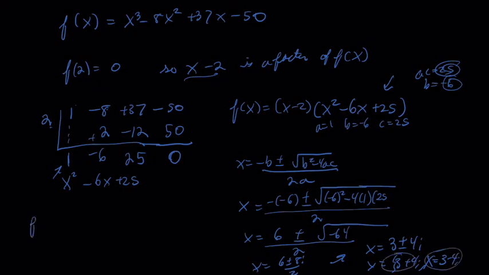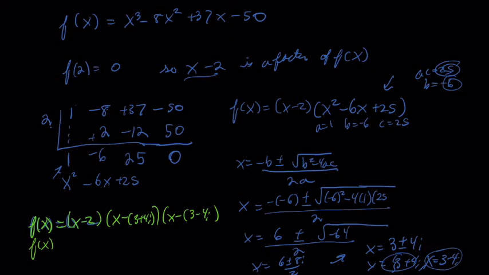So I have f of x equals x minus 2. This is its fully factored form. F of x equals x minus 2 times x minus 3 plus 4i times x minus 3 minus 4i. So f of x has the zeros 2, 3 plus 4i, and 3 minus 4i. Those are my zeros. Notice I have two complex conjugates together.